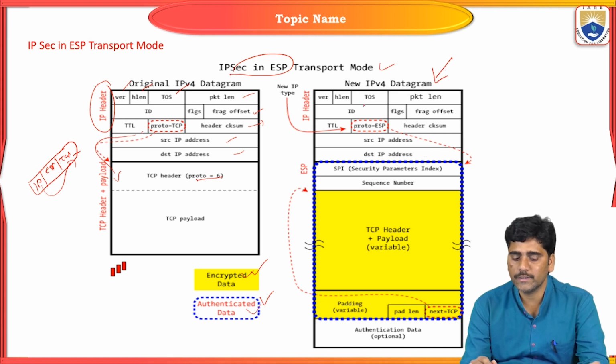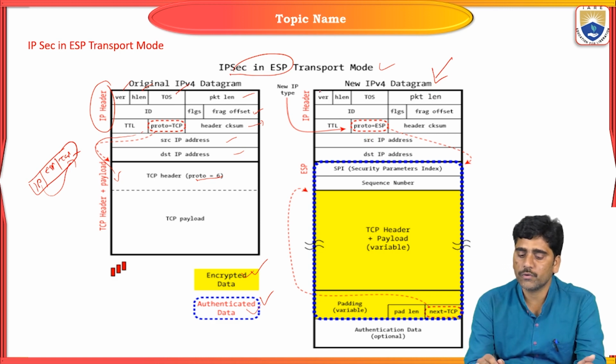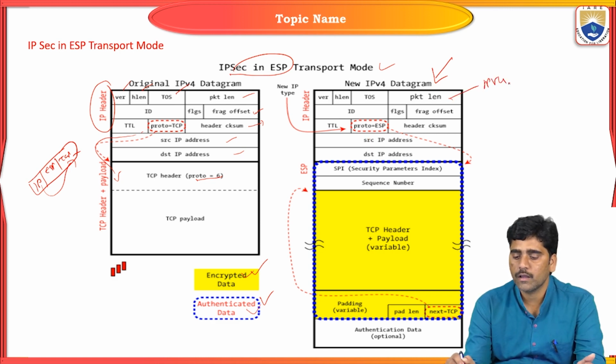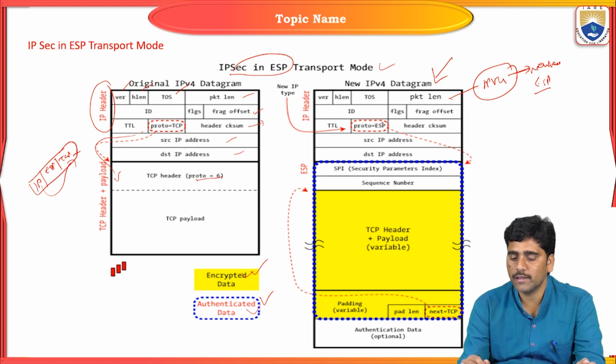So what does it contain actually? See here, this is the IPv4 protocol field. After it, the next header is ESP. The next header ESP indicates the ESP header as well as the ESP trailer. So here the protocol equals ESP. So the format is the IPv4 header, ESP header as well as TCP header.